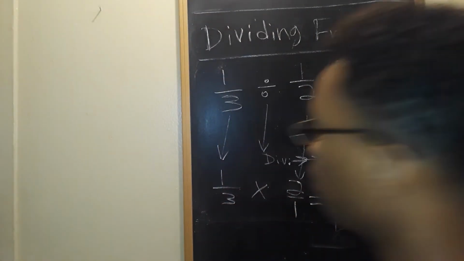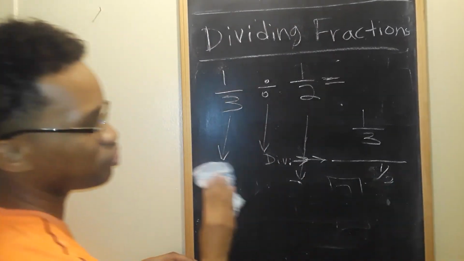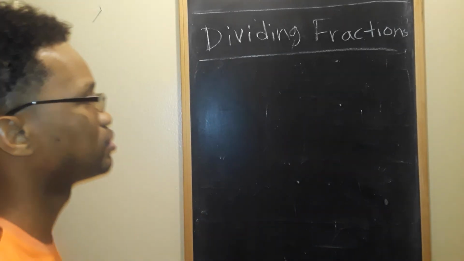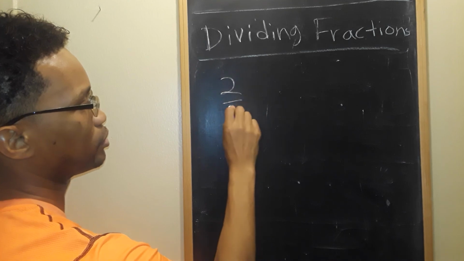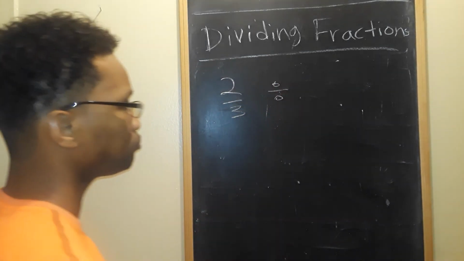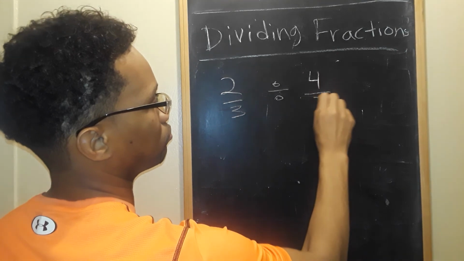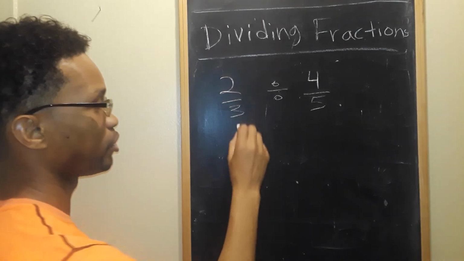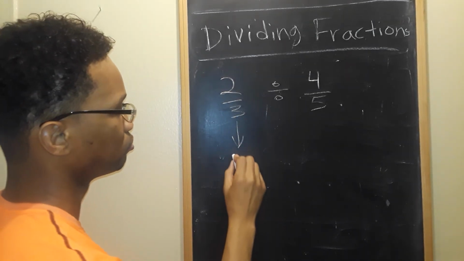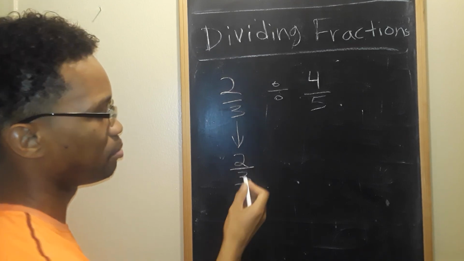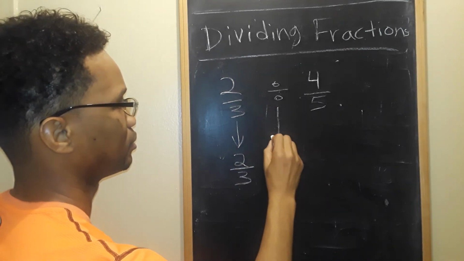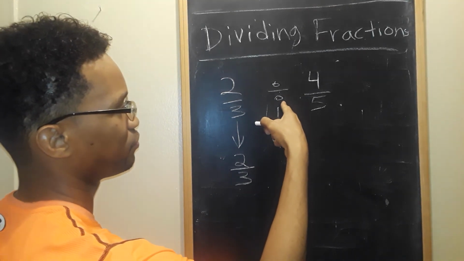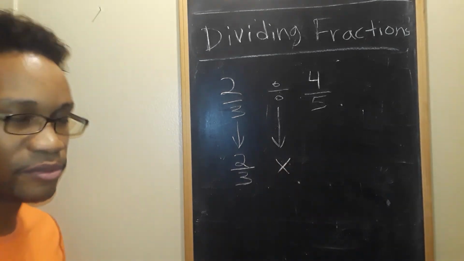Let me give you another problem to clarify and make sure that it's well understood. Say you have 2/3 divided by 4/5. Typical problem, right? Step number 1, what do we do again? First, you leave the first fraction alone. So I'll bring this 2/3 down. Second, I'll change this to the opposite operation. So the opposite of division is multiplication.